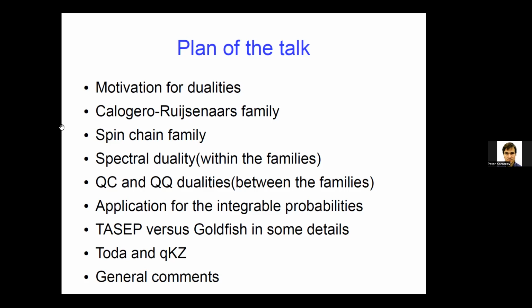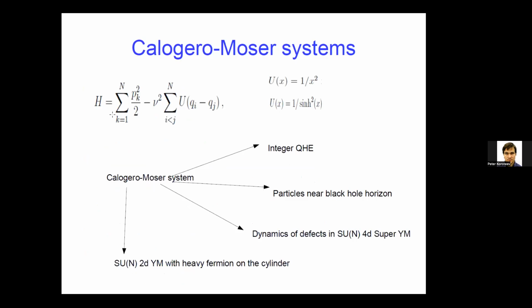Then I'll discuss in some detail an example, to some extent a new example, which relates the so-called TASEP system, the totally asymmetric exclusion system, and on the other hand, a degeneration, some limit of the Ruijsenaars system, the so-called goldfish model. And I also mention some interplay for the system and QKZ.